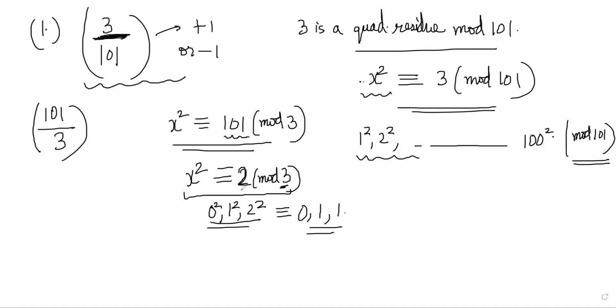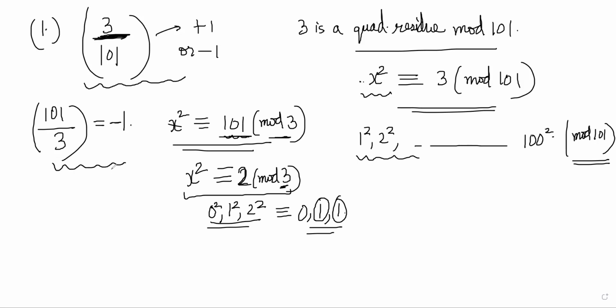2 is not a quadratic residue mod 3. The only possible quadratic residue is 1, right? So 2 is not a quadratic residue mod 3. So 101 is not a quadratic residue mod 3. So the answer for this is -1, right?